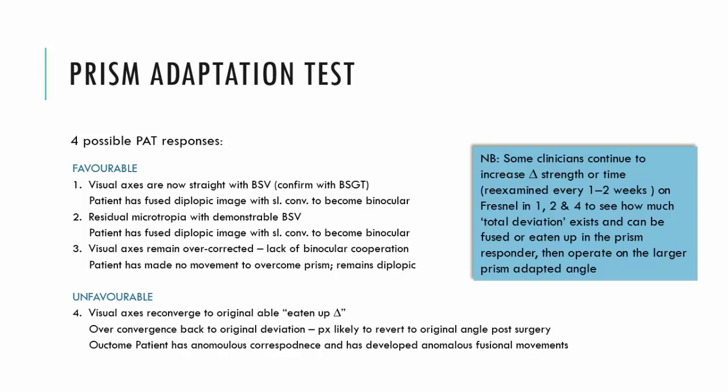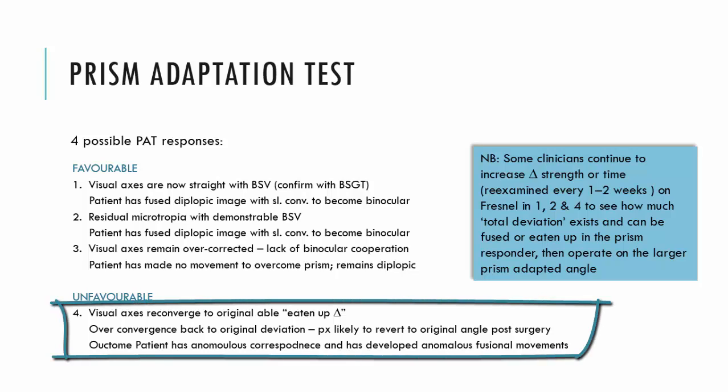Okay, and lastly, we have the unfavourable response. Now, for an unfavourable response, what we see here is that the patient reconverges to the original angle, and what we call this is that they're eating up prism.